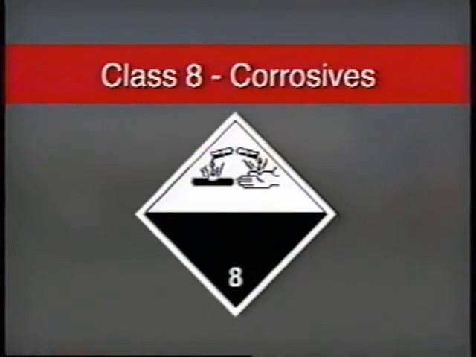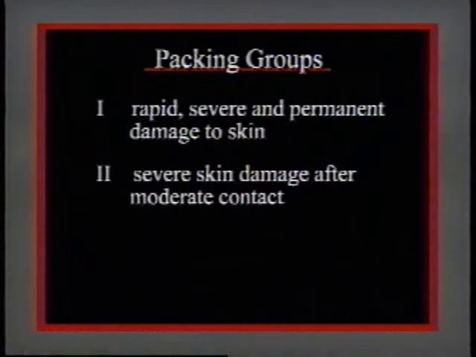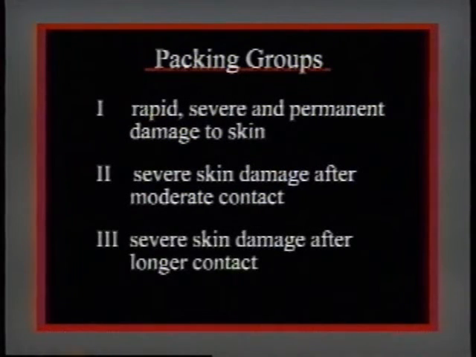Class 8, corrosives. Corrosives can damage skin, metal, or other materials. Even the vapors can be hazardous. The best way to learn about the danger of corrosives is to understand how they are separated into packing groups. 1. Rapid, severe, and permanent damage to skin. 2. Severe skin damage after moderate contact. 3. Severe skin damage after longer contact.